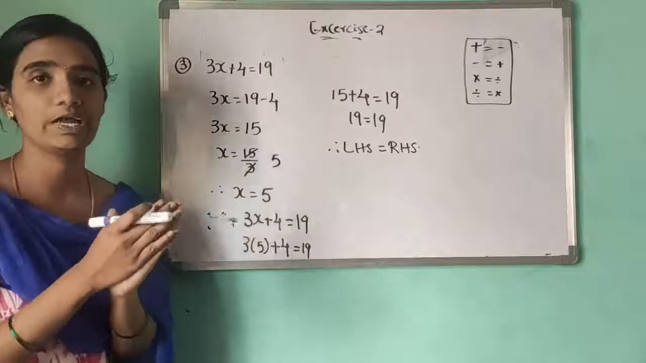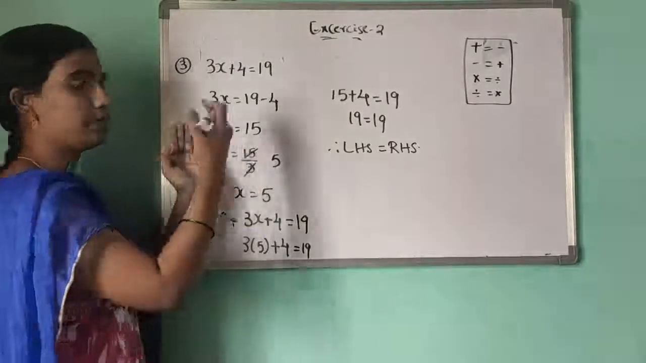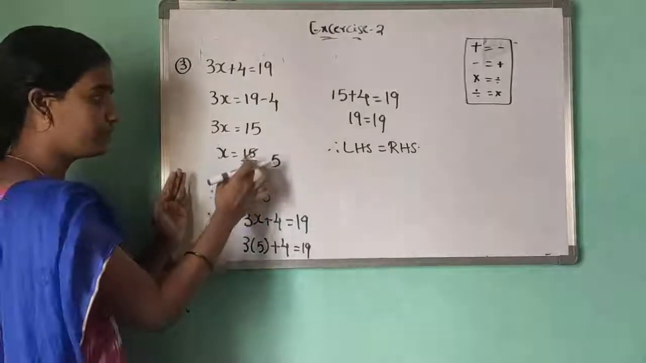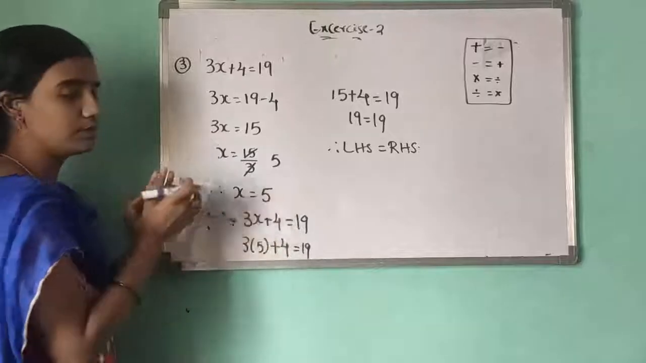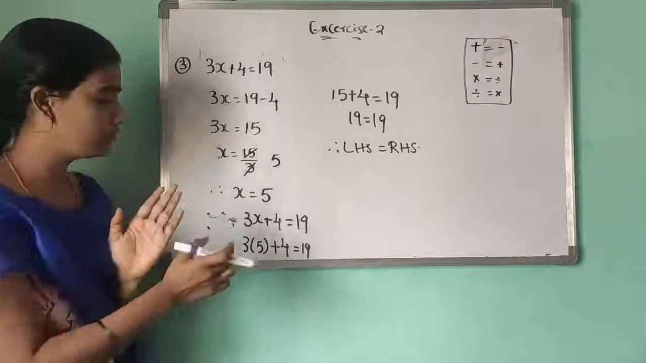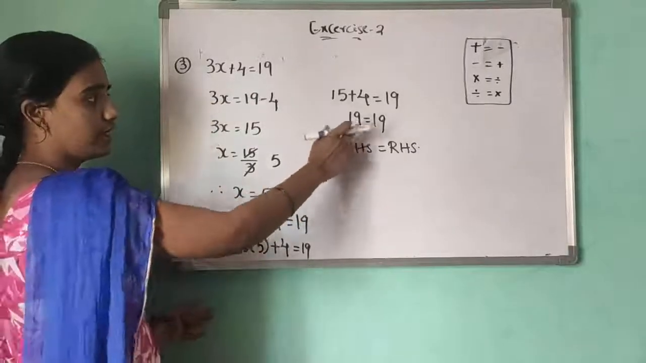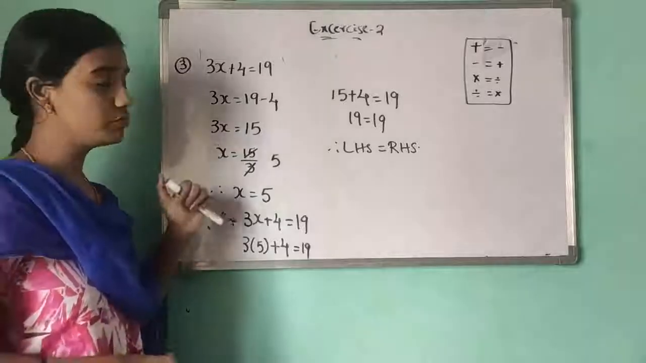We have to find the x value. Here 3 into x means multiplication. So multiplication, moving to the right hand side, will become division. So 15 by 3. The x value is equal to 5. How will we check whether the x value is correct or not? We have to substitute the x value into the given equation. So we will get the LHS equal to RHS, both are equal. This is how to find it.